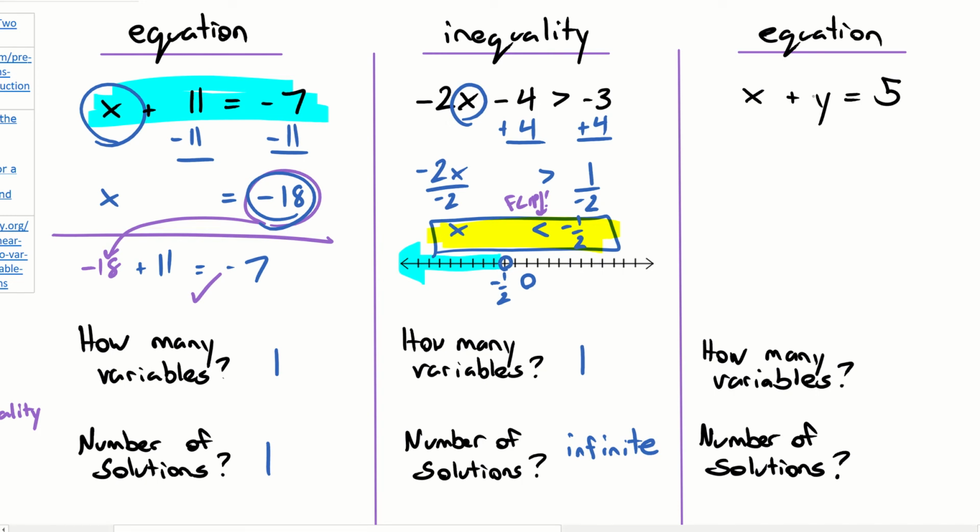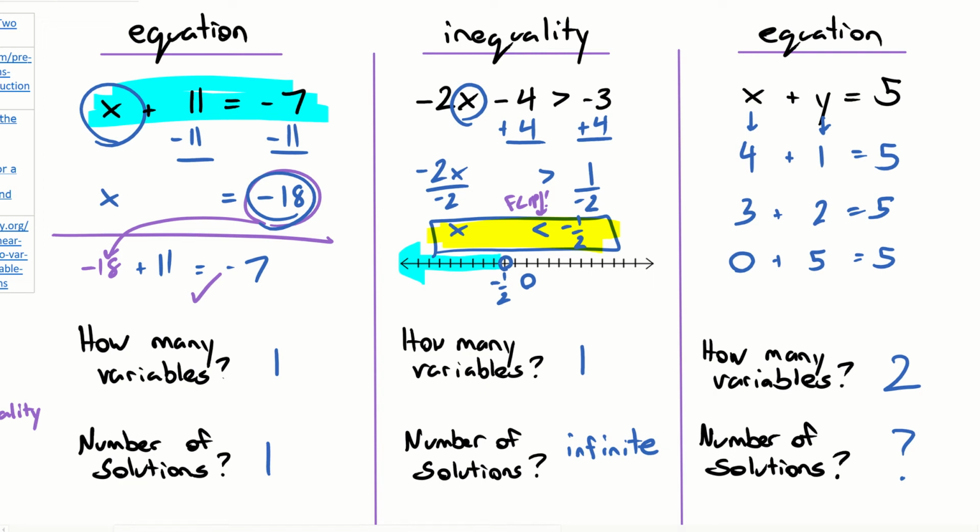Look at this one now. We have x plus y is equal to 5. So it has two variables now, an x and a y. Now, how many solutions exist? How many solutions does it have? Well, I can think of one right now. What if x was 4 and y was 1? Well, that's a solution, right? What if x was 3 and y was 2? Well, that's a solution. What if x was 0 and y was 5? Well, that's a solution. So we're seeing that it has more than one solution here.